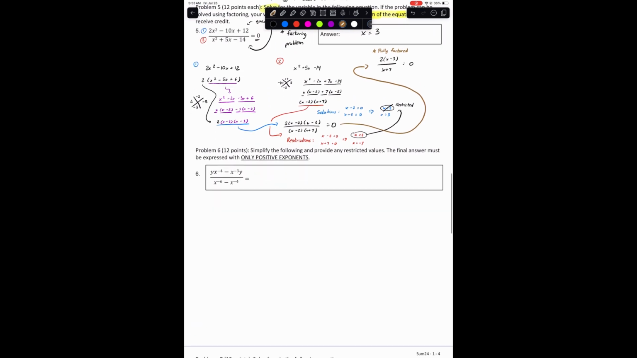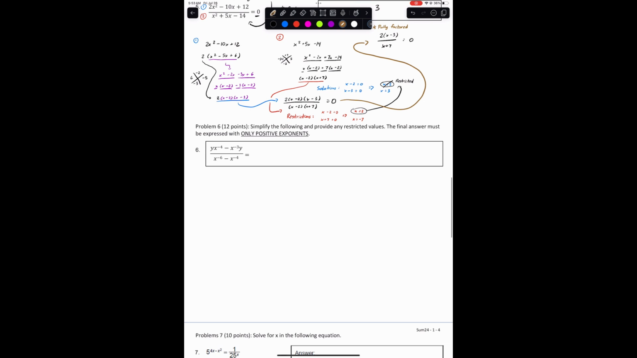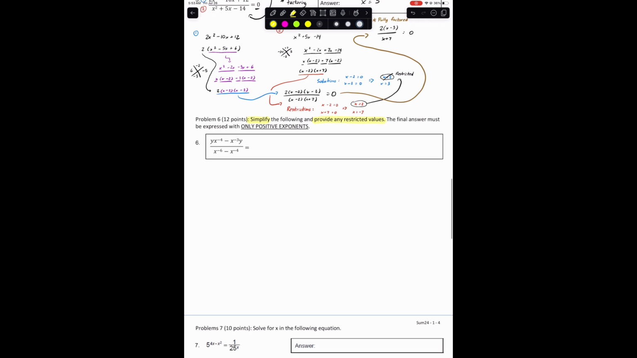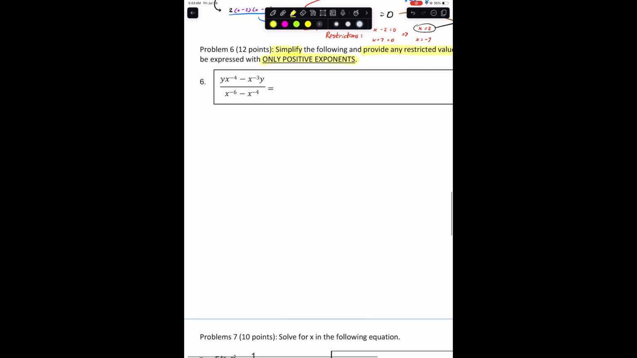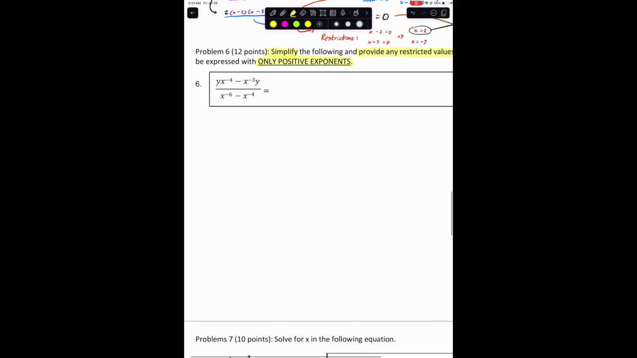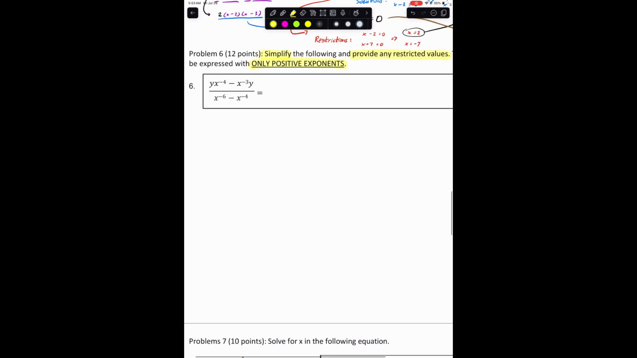All right, problem 6 asks us to simplify and provide restricted values. And again, I can only use positive exponents. This one looks a little scary, but do it step by step. It's actually not too bad.